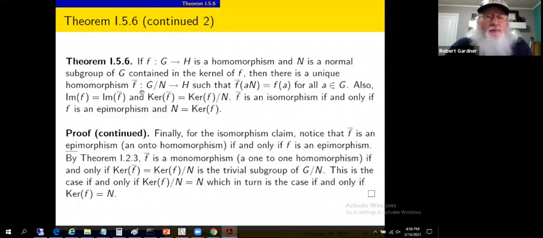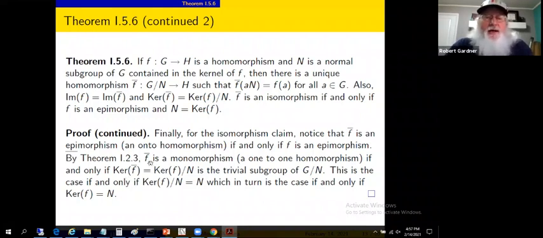Unique homomorphism, we probably established the homomorphism property of F bar earlier. We made an observation about onto-ness as well. So what we're worried about is the one-to-oneness, the injectivity. Theorem 1.2.3 says a homomorphism is one-to-one, is injective, if and only if its kernel consists only of the identity.